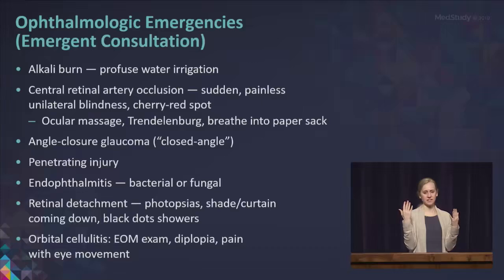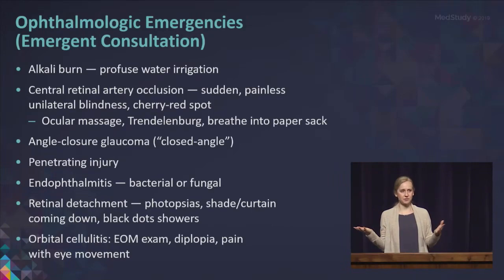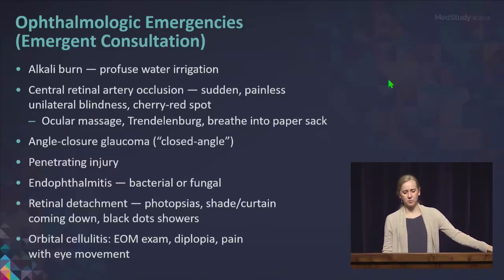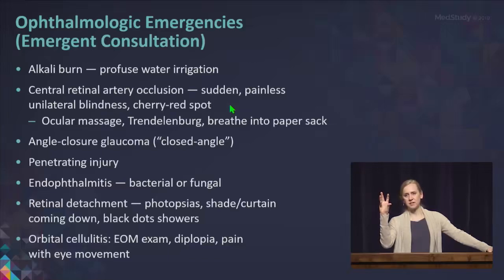Patient will come in and all of a sudden they'll have painless unilateral blindness. And I would say the biggest problem here is that lots of times people don't even realize that it's so dangerous. I had a patient who would have this come and go for a little while before they decided to come in. When you look at the back of their eye, you'll see this cherry red spot. The reason is because all of the other blood vessels sort of decrease in diameter because there's so much less blood flow coming from the central retinal artery. And so you'll see the cherry red spot there. The way you treat that is with ocular massage, Trendelenburg. You have them breathe into a paper sac and you get them in to see an ophthalmologist right away.